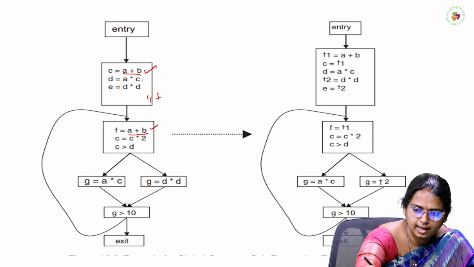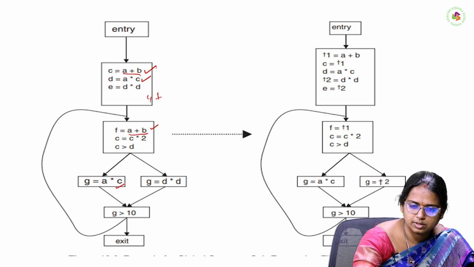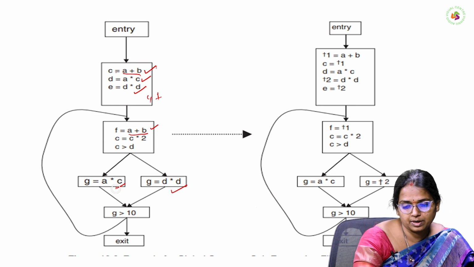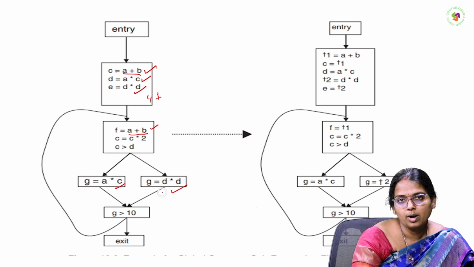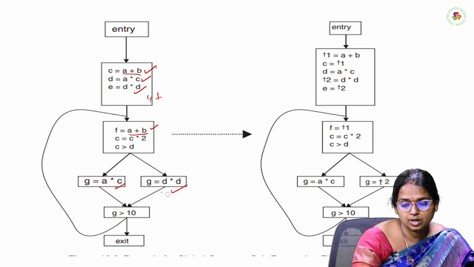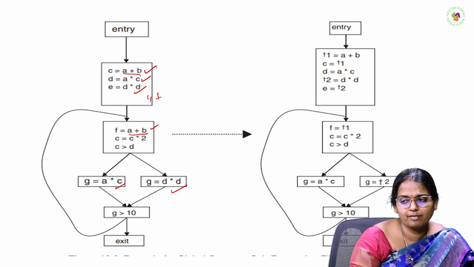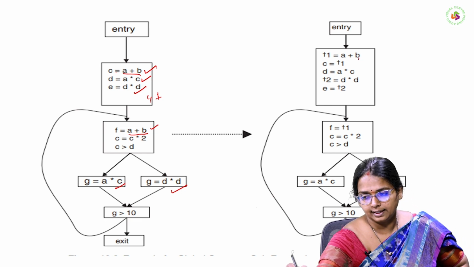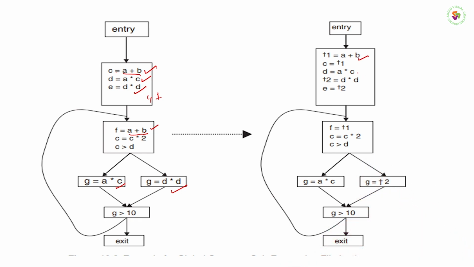Next, here A into C, here A into C, here D into D, here D into D. For this A into C also, there is a common expression, and for this D into D also, there is a common expression. Instead of computing all these twice, we'll calculate the first time and reuse the value. So I calculate T1 as A plus B, then T2 for A into C, then D into D, and the same is copied wherever A plus B is there.